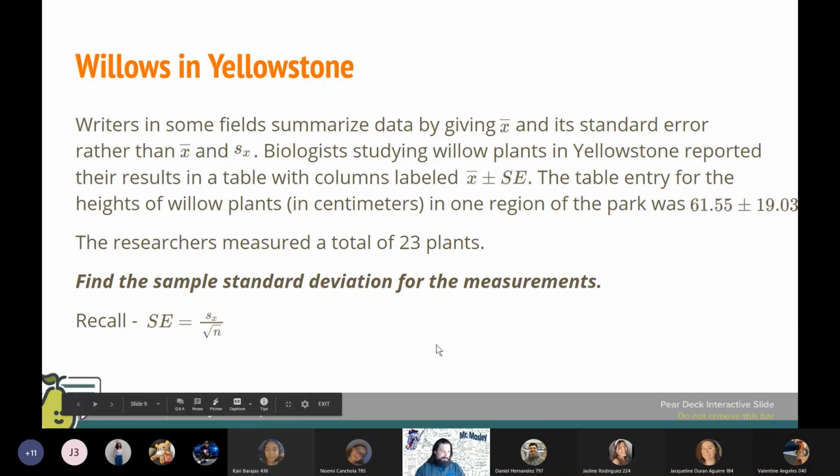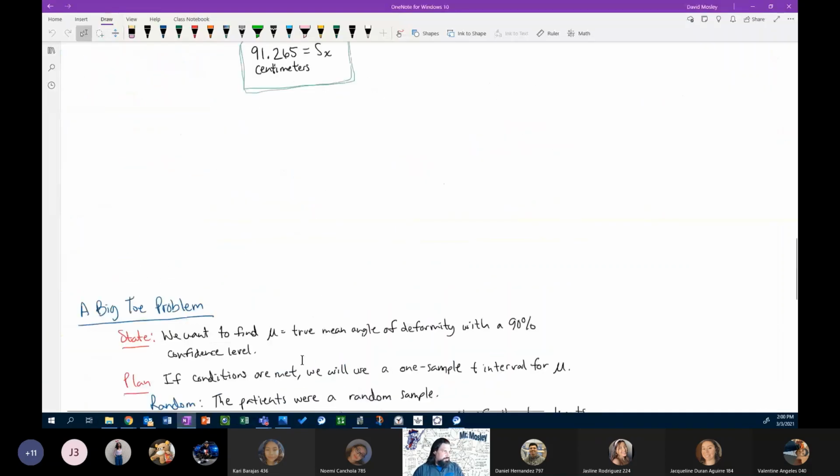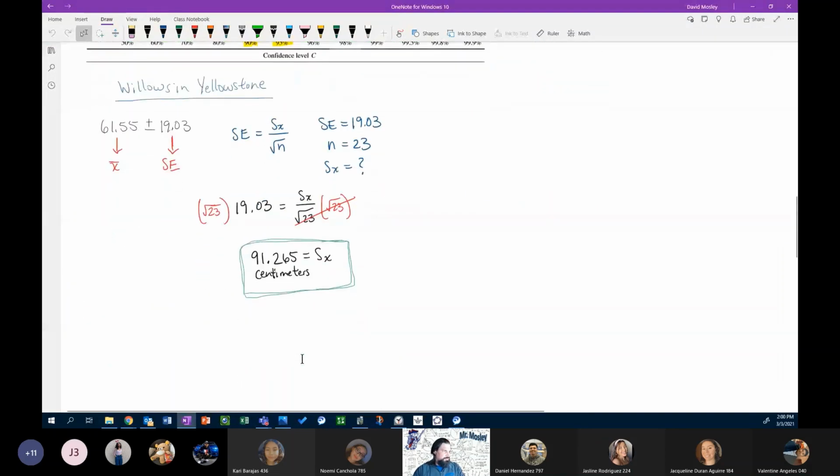And I already have the work done because that's how I was doing it earlier. So we're going to look at the work. This is what would be involved in calculating the standard deviation of the sample. We start with the plus or minus entry that was in their logbook. We have 61.55 plus or minus 19.03. The 61.55 is the X bar, it's our statistic, plus or minus the standard error, that is the critical value times standard deviation.